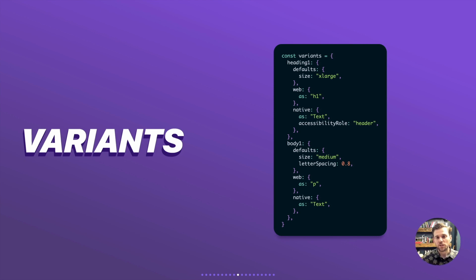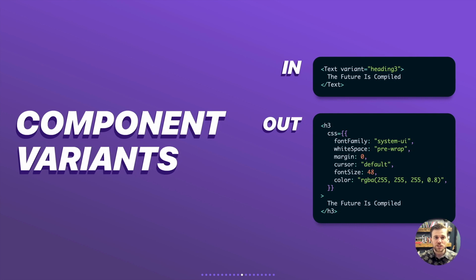First, we have component variants. These are the standard configurations you may use throughout multiple props and are configured when defining your components. By using a compiler, we can effectively render optimized code for each platform.